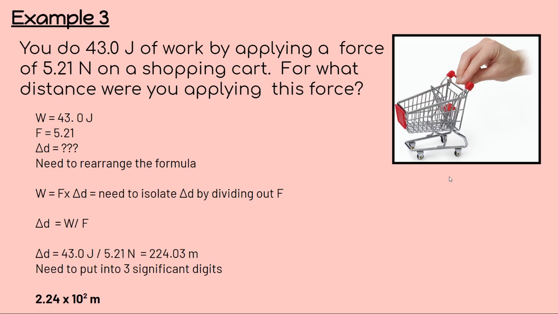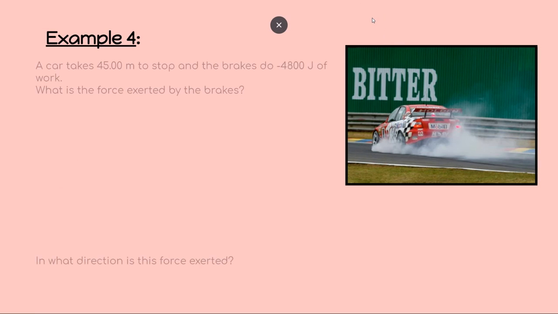We're going to try one out for force. Now, the cool thing is it's the same rearrangement because work equals force times distance. Force and distance are always going to be multiplied to each other. So when rearranging the formula, we just divide work by the other variable. So this is a car, takes 45 meters to stop, and the brakes do negative 4,800 joules of work. What is the force exerted by the brakes? So at the bottom, it says, in what direction is this force exerted?